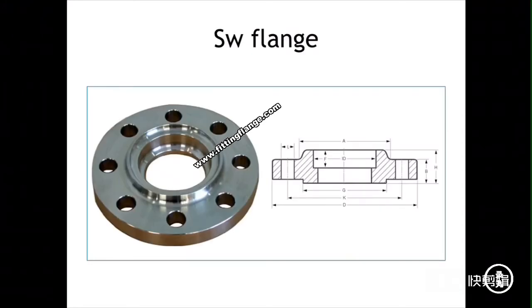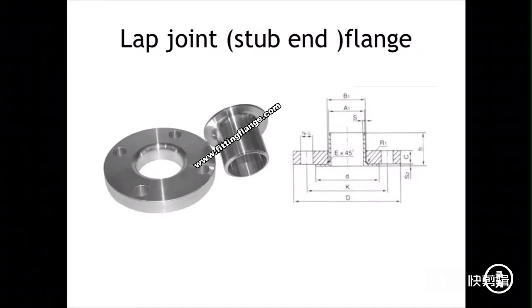Socket weld flange. The workers need to insert the pipes into the socket weld flange and weld them together. Using this way, the mismatch of welding could be avoided. But socket weld flanges are usually in smaller sizes. For the bigger sizes, it is very difficult to produce.